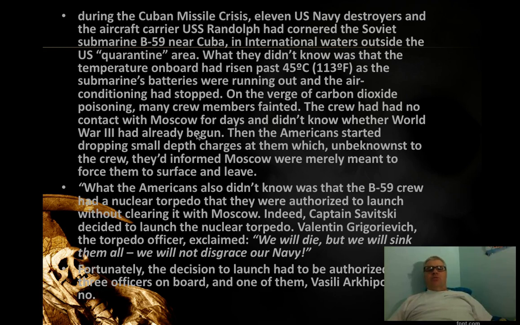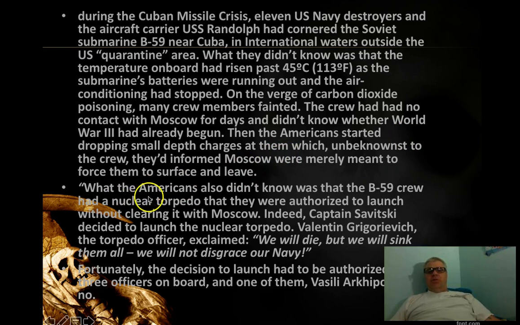One of the closest ones was during the Cuban Missile Crisis, and this is a little long, but basically there were these Navy destroyers, and they had cornered a Soviet submarine near Cuba. And what they didn't know is that the submarine was in some distress and on the verge of carbon dioxide poisoning. And the crew had no contact with Moscow for days, so they didn't know what had been going on. And the Americans started dropping depth charges to try and destroy the submarine.